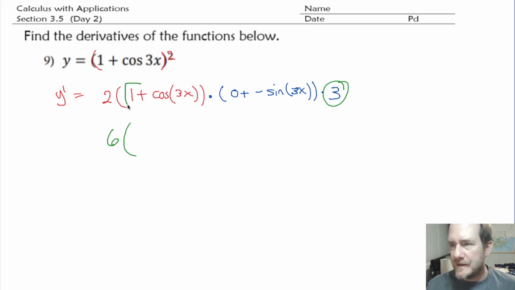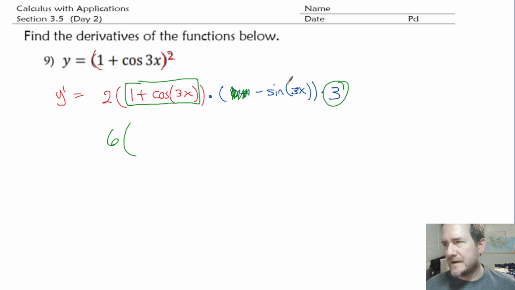Then this is a binomial because it's got 2 pieces. This is technically not really a binomial because 0 plus negative sine of 3x is just negative sine of 3x. So I think because this is a monomial, I'd have it come next. Oh, yeah, we got to pull the negative sign off it. Just make this a negative 6. Then that'll be negative 6 times the sine of 3x.